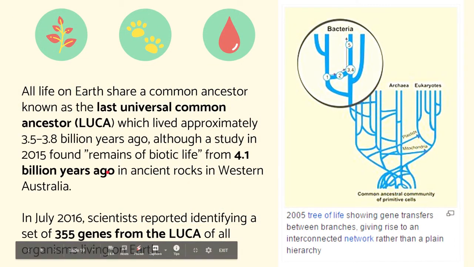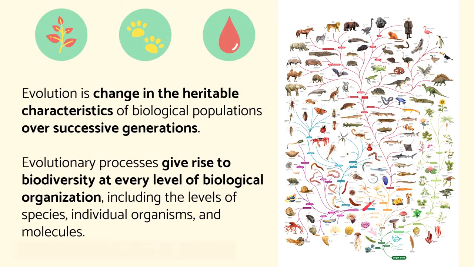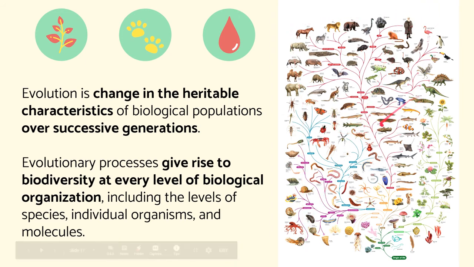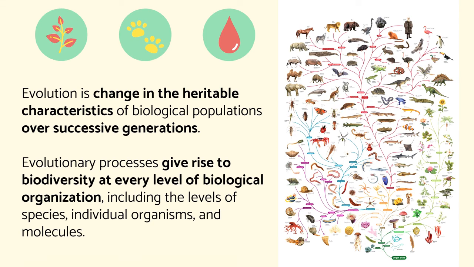One piece of evidence is that in July 2016, scientists reported identifying 355 genes from the LUCA of all living organisms on Earth. So what does it mean? They were able to identify 355 genes shared by all living things, from humans to amphibians to fish to worms to plants. We all share 355 genes with each other. And that can be traced back to our last universal common ancestor. Another undisputable evidence that we are all related with each other and that we evolved over time.